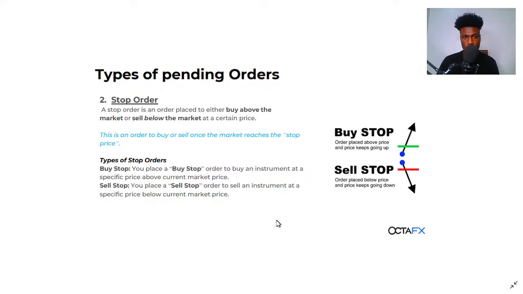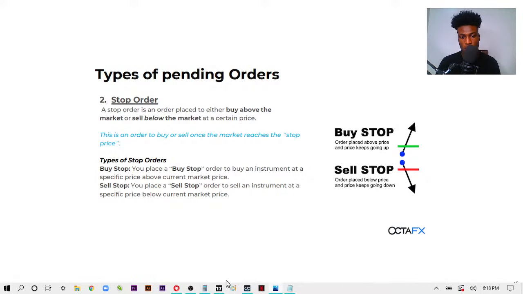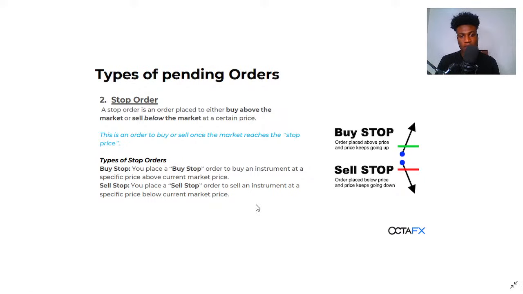Okay, let's talk about stop orders. A stop order is an order placed to either buy above the market or sell below the market at a certain price. This is an order to buy or sell once the market reaches the stop price. Remember, once the market reaches the stop price, the order gets triggered and executed at the stop price. We have two types of stop orders: buy stop and sell stop.